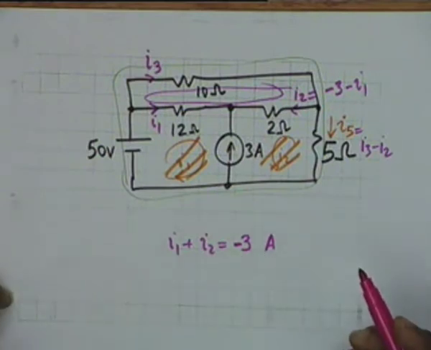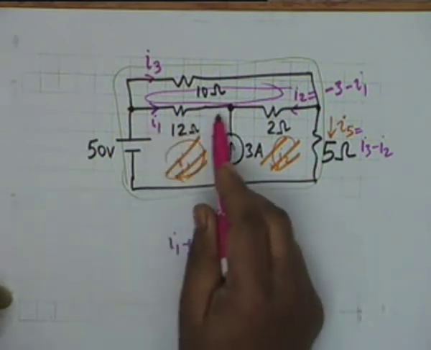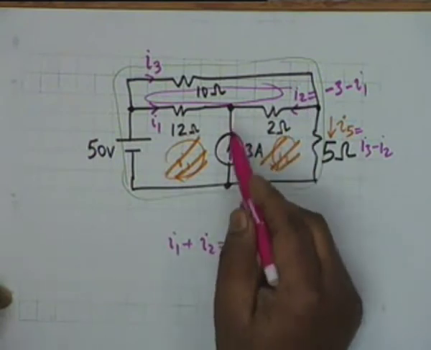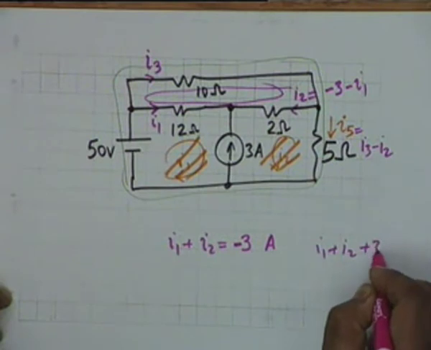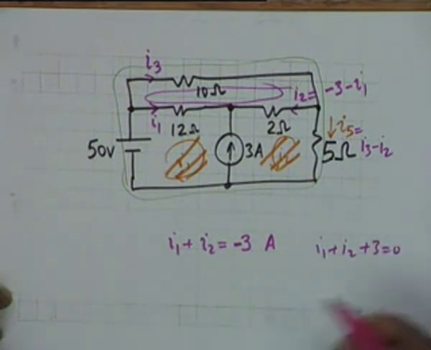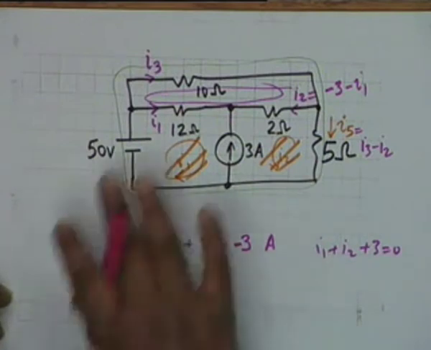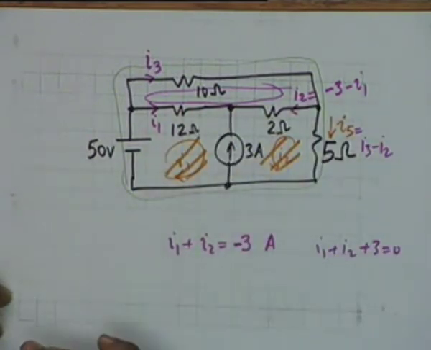Oh, why is it minus 3? Because the 2 currents I1 and I2 come here, and 3 also comes here. So I1 plus I2 plus 3 equal to 0, and therefore I1 plus I2 is minus 3. Alright. Once you are able to do that, then you can solve this circuit. Alright. Shall I leave the algebra to you?